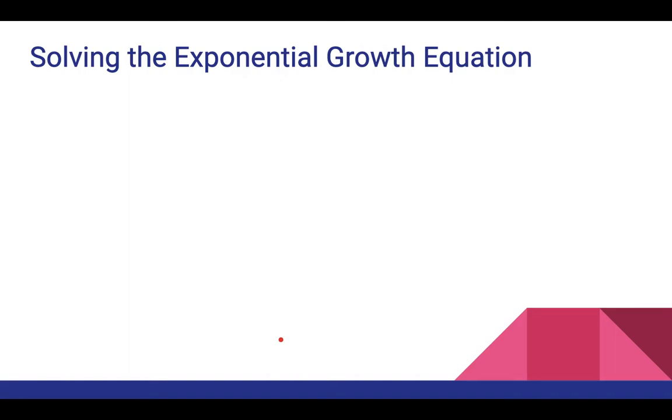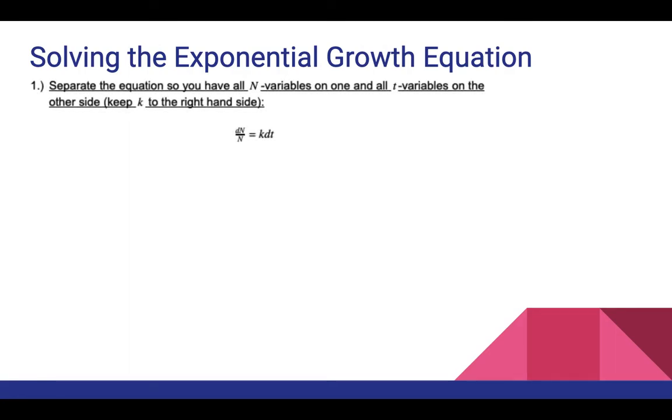So solving the exponential growth equation, okay? Solving the exponential growth equation is nothing more than an application of separation of variables. So we cross multiply and separate the equation, so we have all n variables on one side and all t variables on the other side. We're going to keep k to the right-hand side. So that means we're going to have dn over n equals k dt.